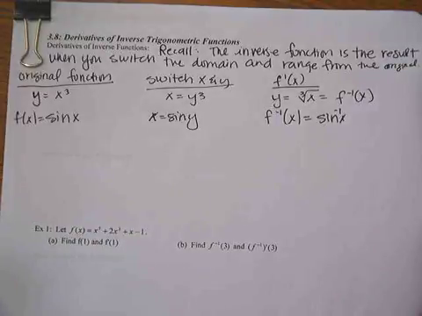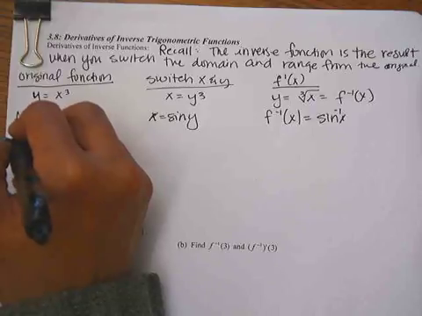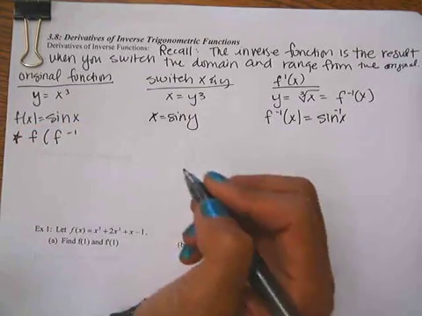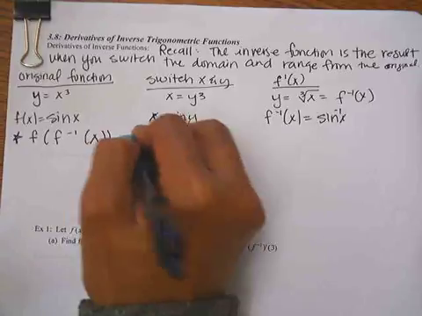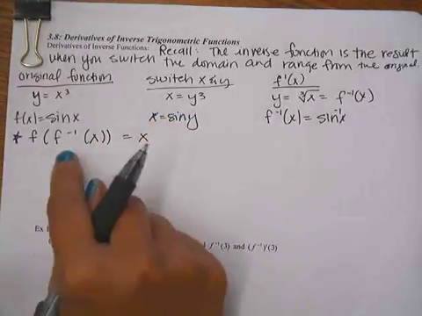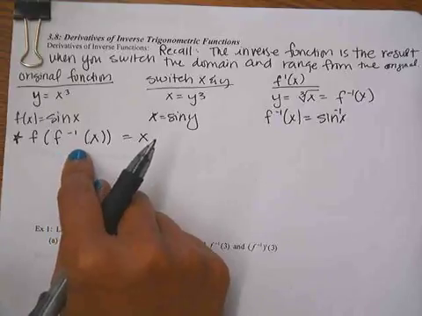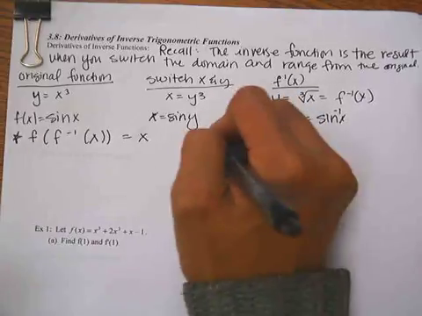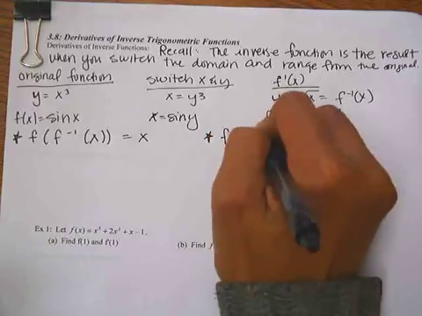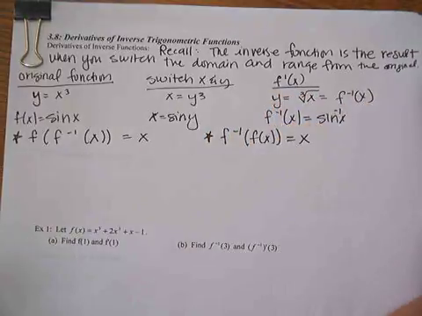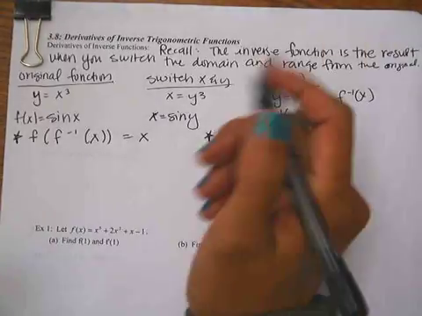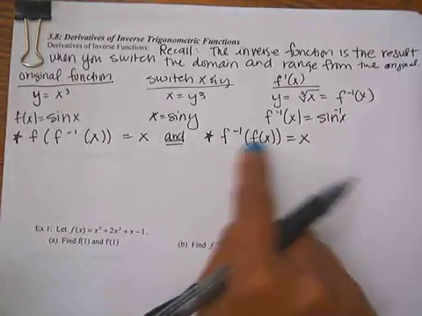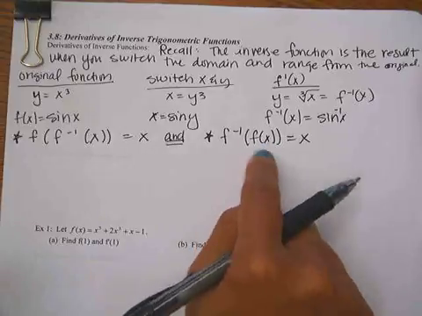So what if I want to compose the inverse with the regular? So star number one, let's compose f with f inverse. When I compose f with f inverse, it should come out to be x always, as we remember from the unit in first semester. Same thing if I were to compose, star number two, f inverse with f. It should always come out to be x. So these two must be true. If these two are true, then f of x and f inverse are inverses of each other.